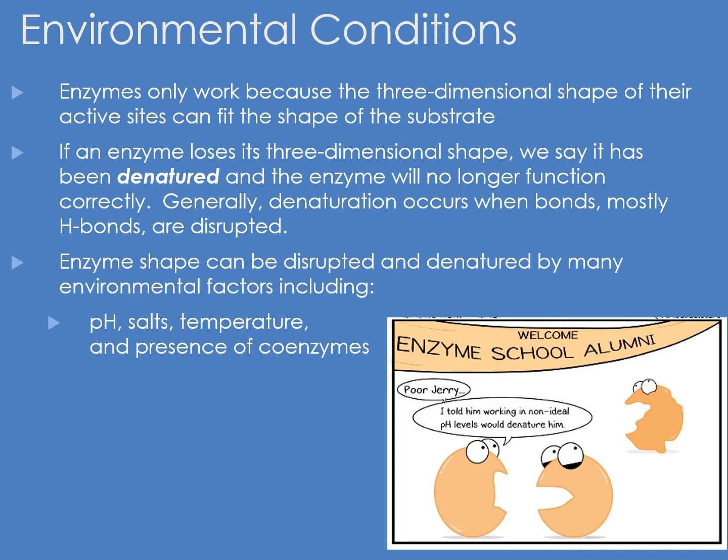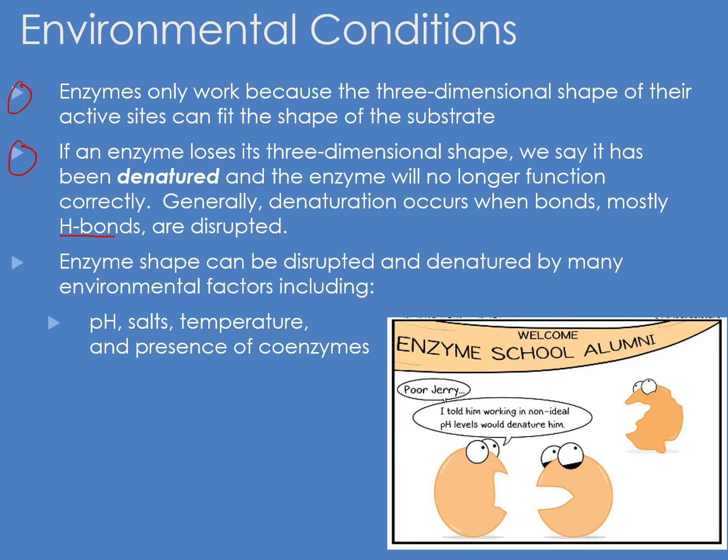Okay, environmental conditions affect the activity of enzymes. They can break the enzymes, speed them up, or slow them down. Enzymes only work because the three-dimensional shape of their active sites can fit the shape of the substrate. If an enzyme loses its three-dimensional shape, we say it has been denatured, and the enzyme will no longer function correctly. Generally, denaturation occurs when bonds, mostly H bonds, are disrupted. The reason for that is hydrogen bonds contribute significantly to holding the tertiary and also quaternary structure of enzymes together. Other bonds are also there, but if even the hydrogen bonds are disrupted, the enzyme's shape is altered. Perhaps not completely destroyed, but altered.